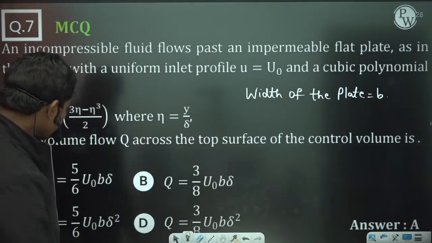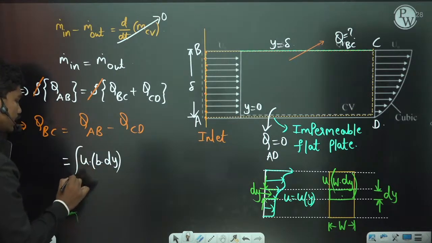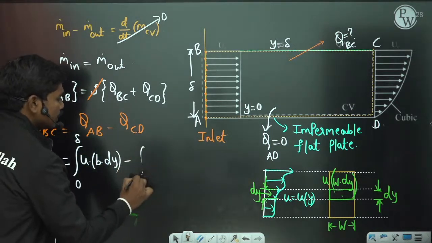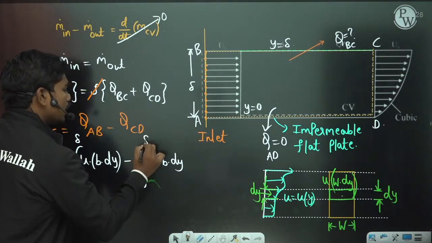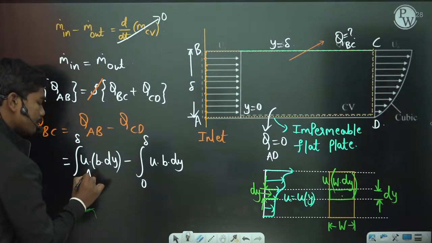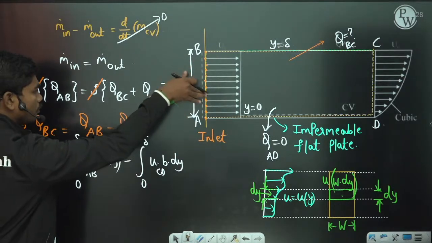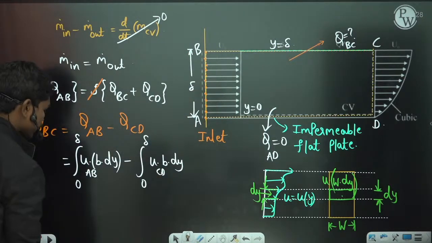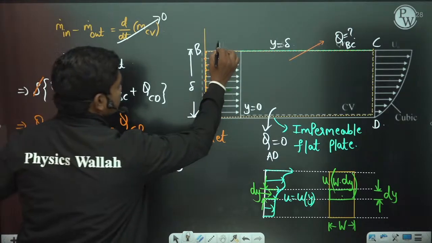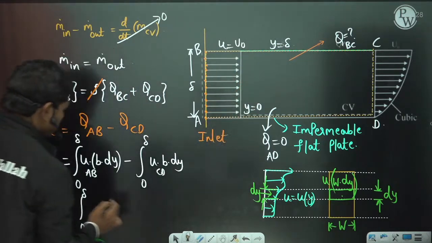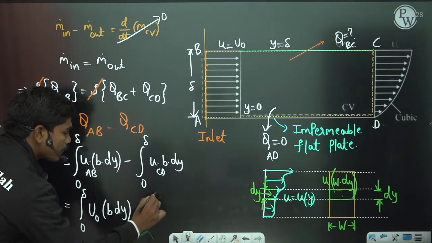Whenever the width of the plate is b, you can write integral from 0 to delta of u times b dy, minus across CD, integral of u times b dy from 0 to delta. Now what is the velocity profile at AB and at CD? The velocity profile at AB is uniform, so u is equal to u naught at all the heights. So u is a constant function here, u equal to u naught, giving u naught b dy minus integral 0 to delta.